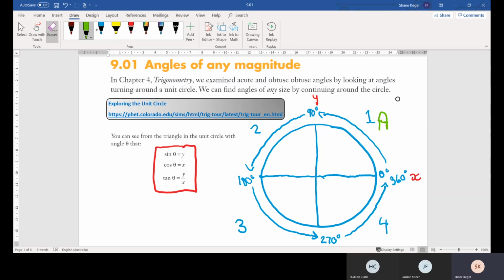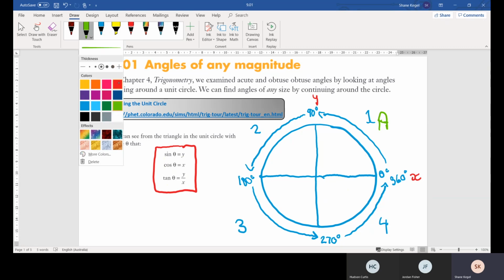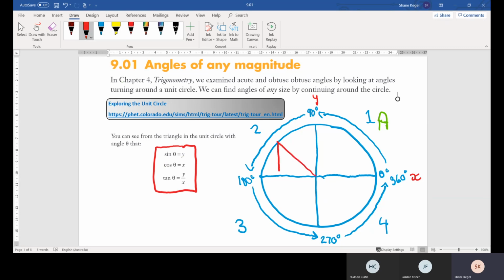If I drew my triangle in the second quadrant, changing back to red here, I would have a triangle that looks like this. Again, this would be 1 because that's my radius of the circle. Now, x starts at 0 and goes back negative. So x is negative in the second quadrant, but y remains positive because we're above 0. So y is positive. Let's have a look at our 3 ratios again. Sine is y. Y is positive in this quadrant. So sine would give a positive result.